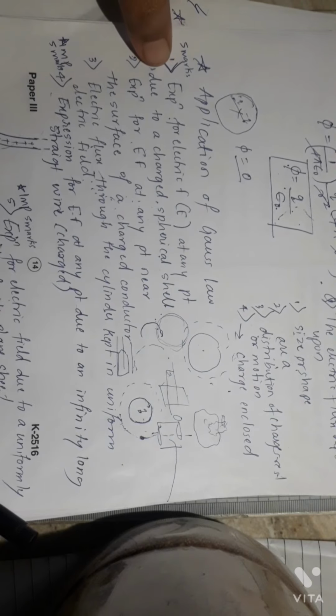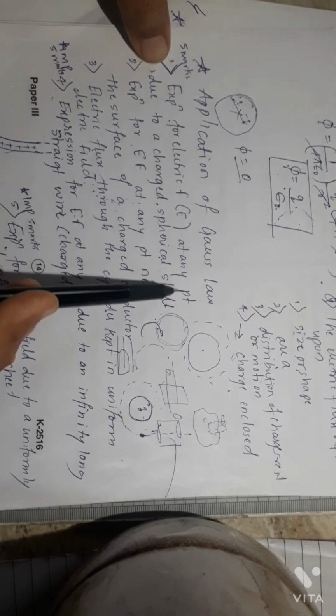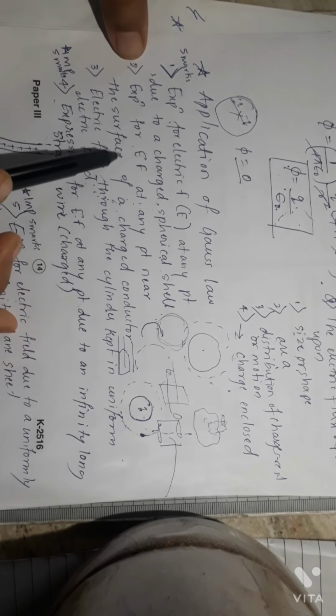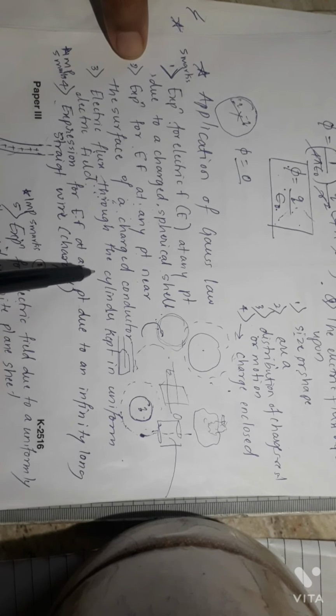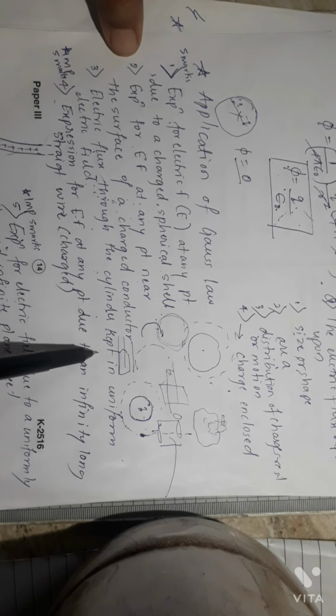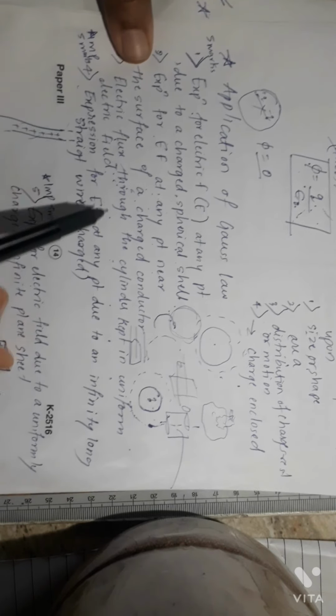In the last video, I discussed the applications of Gauss law, and derived two derivations. We have seen the expression for electric field at any point due to a charged spherical shell, and the electric field at any point near the surface of a charged conductor. Now we'll see the electric flux through a cylinder kept in a uniform electric field, and also these two derivations.